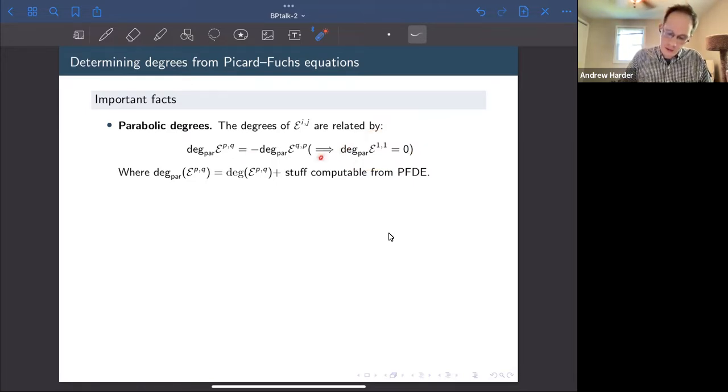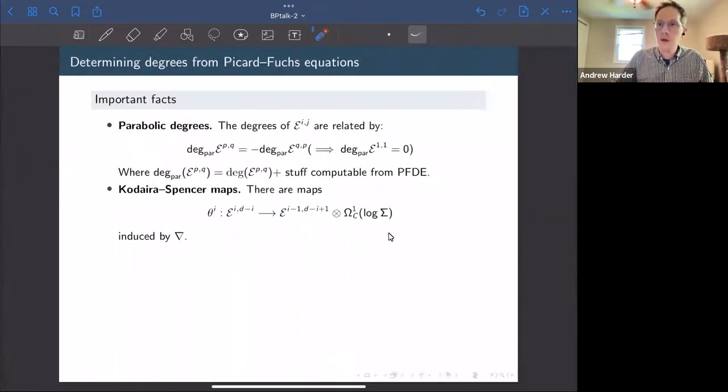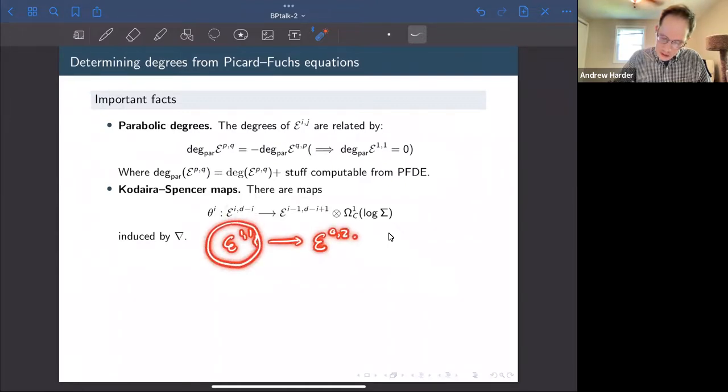So in fact, if I look at this, this means that the actual degree of E11 can be computed from stuff which is computable from the Picard-Fuchs equation. So that's our first important fact. And second, we have maps between each Ei, Ej. So what I'll get is a map from E11 to E02. I'll know this degree, and I want to know what the cokernel of this map looks like so I can compute the degree of E02. That's really the tactic here. And so the idea is, what is the cokernel of that map?